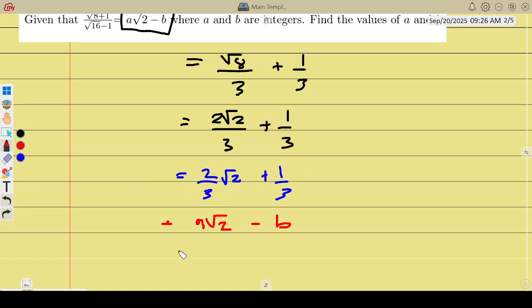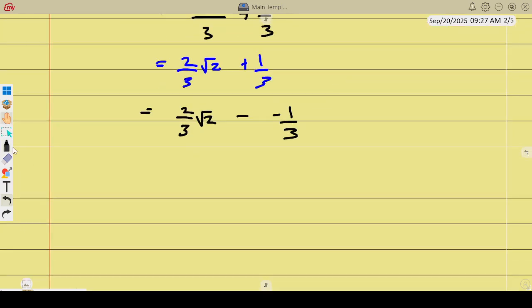This was quite tricky though, because they said it should be in the form minus B, and here we have a plus. So we can actually do something. This will be 2 over 3 root 2, and then we say minus negative 1 over 3. We haven't changed anything much, because negative times negative is positive. Now at this point we have the form which they want: A root 2 minus B. So we conclude therefore that A is 2 over 3.